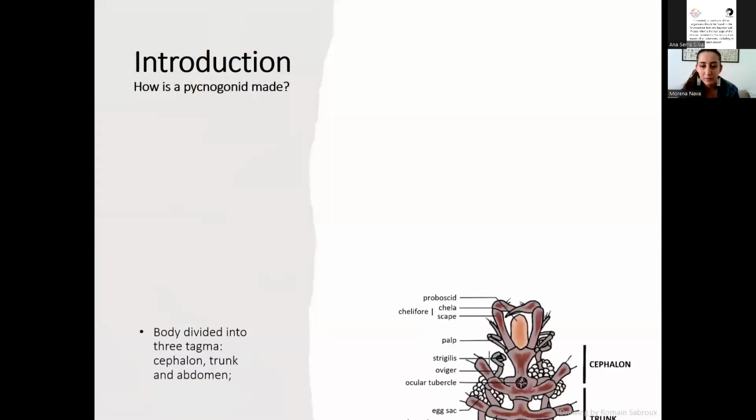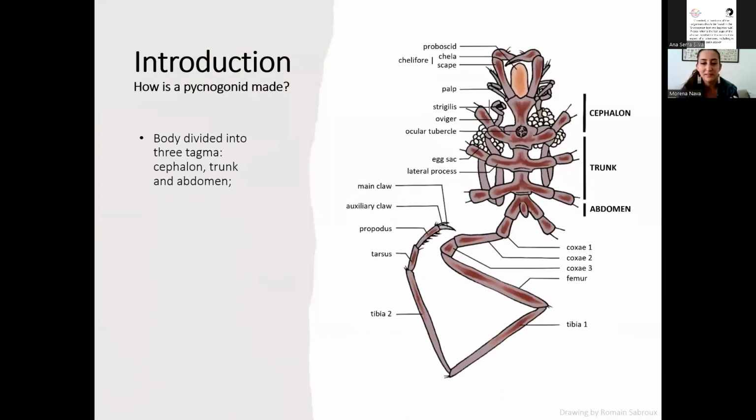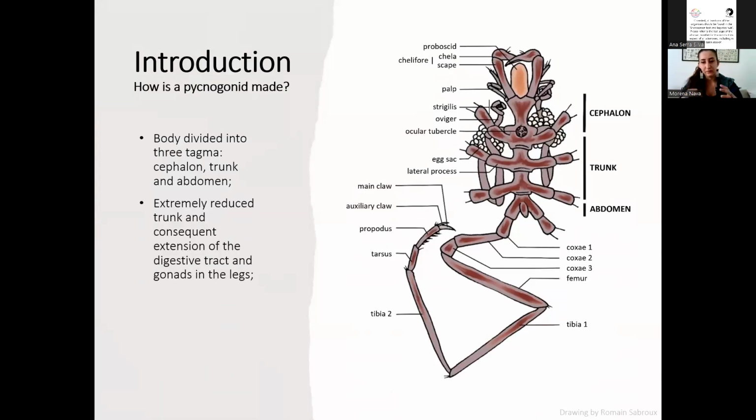So this is how a sea spider looks like. So their body is divided into 3 segments, and the trunk, that is the central part that you can see here, is really reduced. And this led to an extension. Like, so where do we find the internal organs? We actually find them in the legs. So we have a digestive tract and the gonads that are extended into the legs. The legs can vary in number from 8 to 12.